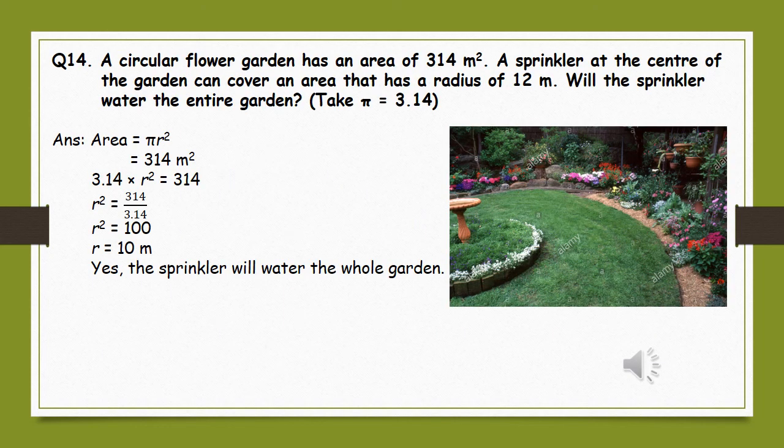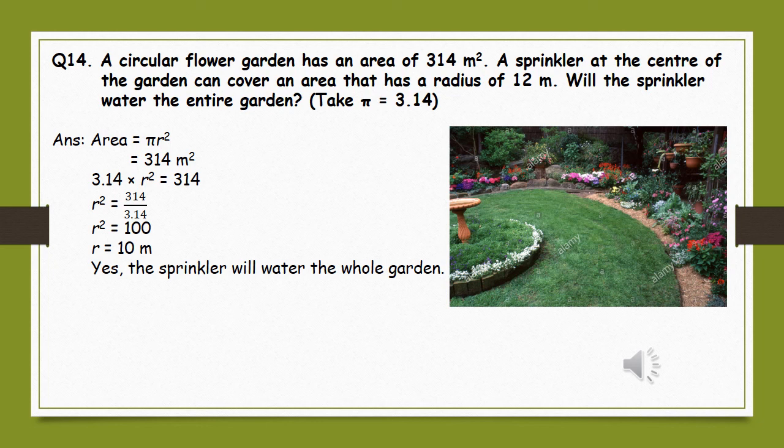Question number 14. A circular flower garden has an area of 314 meter square. A sprinkler at the center of the garden can cover an area that has a radius of 12 meter. Will the sprinkler water the entire garden? Take the value of pi as 3.14.